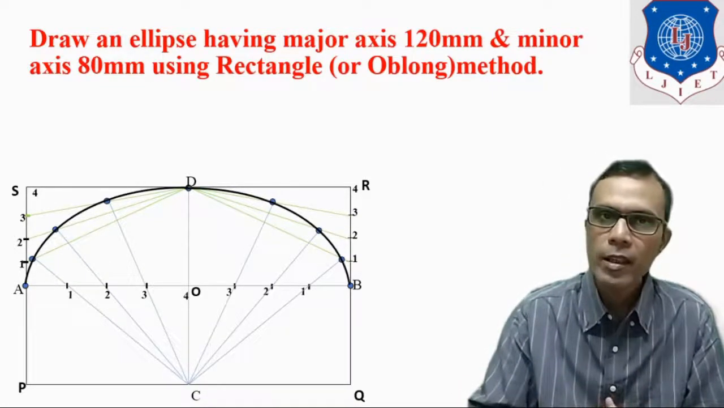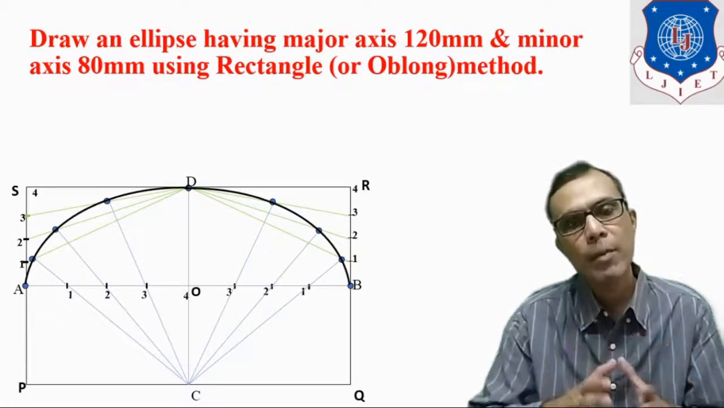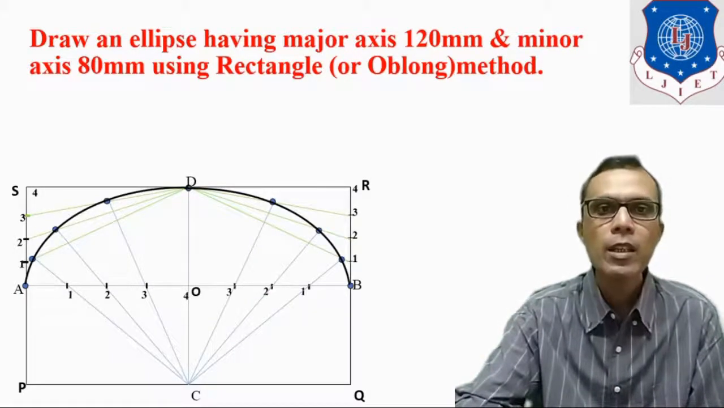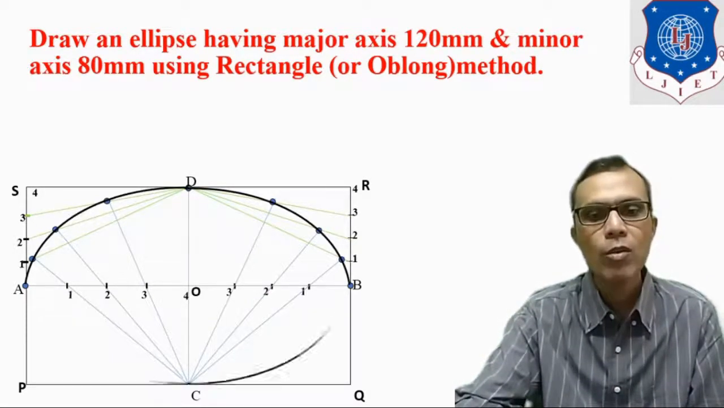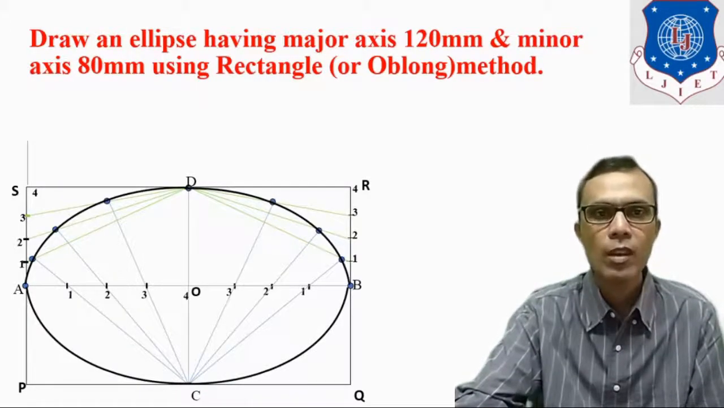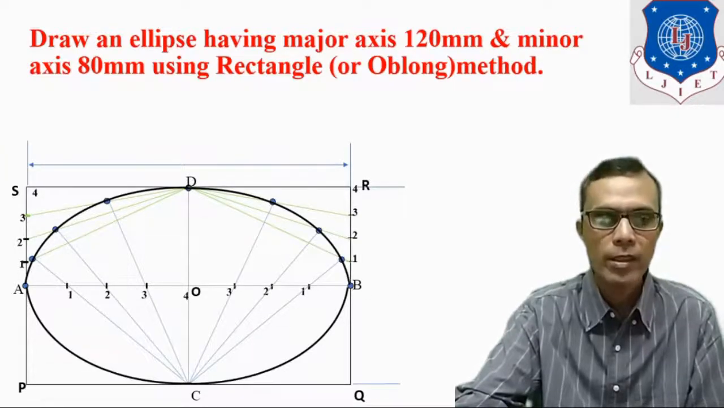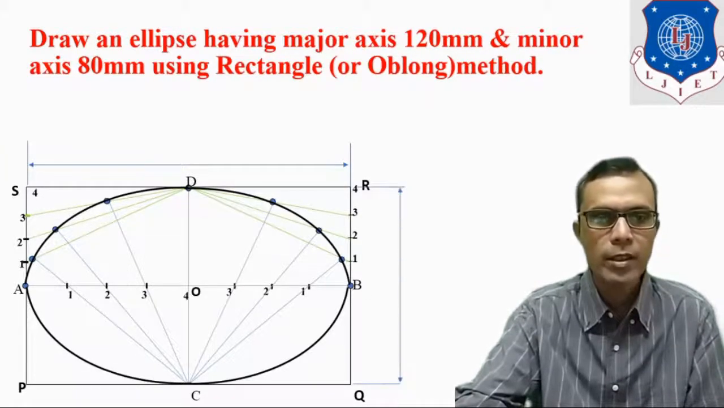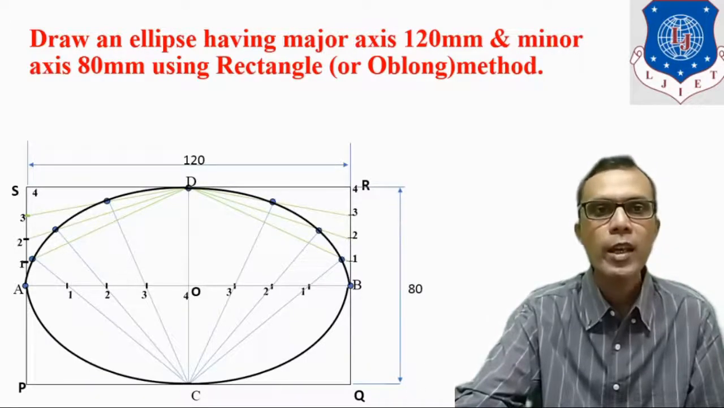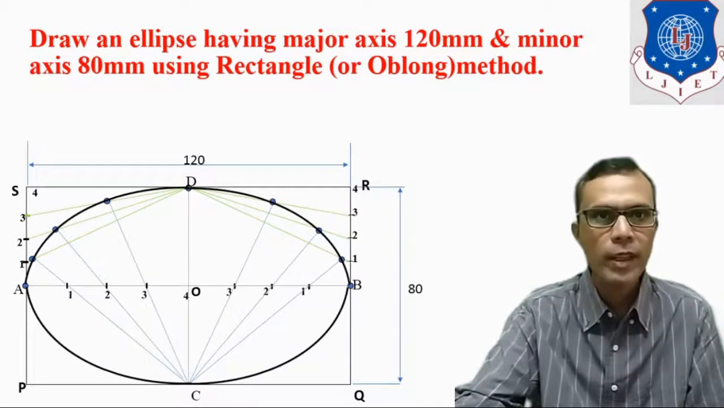Ellipse is a symmetrical curve. For the remaining part of the ellipse, we have to apply this similar procedure and we get the remaining points, and when we join all these points, we will get the required curve. Finally, write down the dimensions of the major axis and minor axis, 120 and 80 mm. So this is the ellipse by rectangle or oblong method.